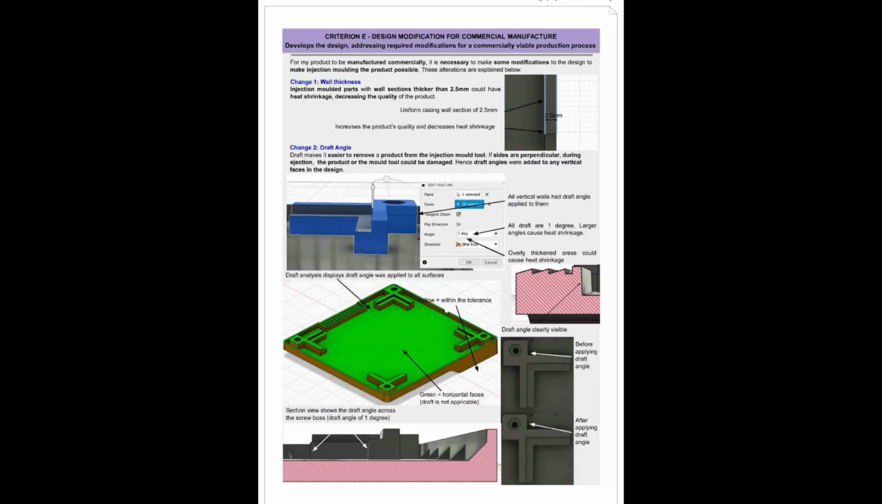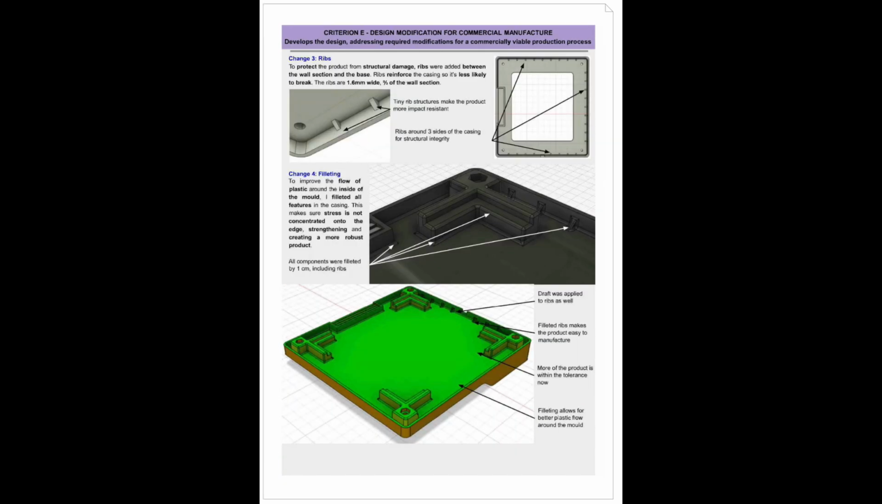This is also an example of a high performance on Criterion E Strand 1. The student demonstrates a sound understanding of commercial manufacturing processes and the requirements related to injection molding for the product. The need to change the wall thickness to avoid heat shrinkage, add ribs, and include draft angles indicates a thorough command of concepts and principles.